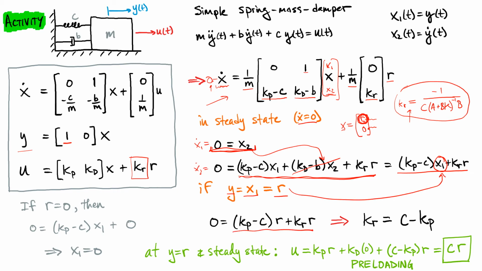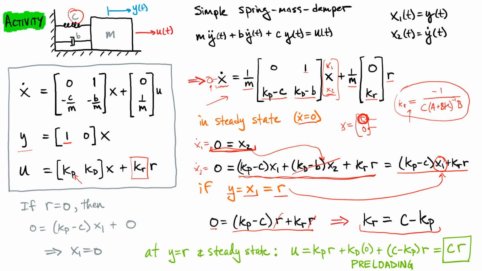Notice r appears in both terms and the zero is on the other side, so we can get rid of it since it's just a constant value, which leaves us with the expression that kr, our gain that we want for our reference to track the reference, is just c, which is the spring constant, minus kp, which is our controller that is proportional, the gain with respect to x1, or the position.